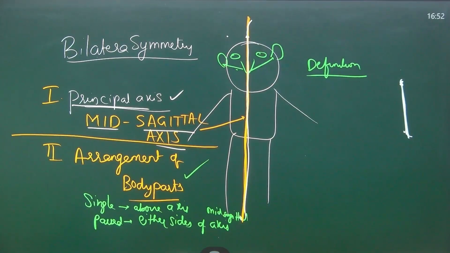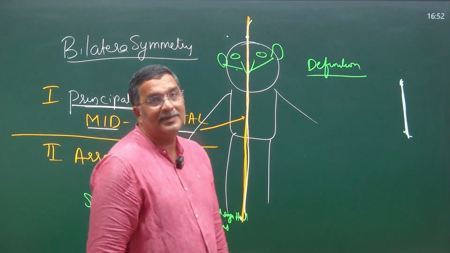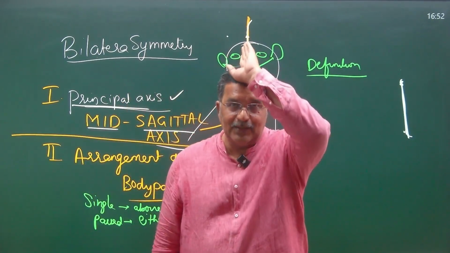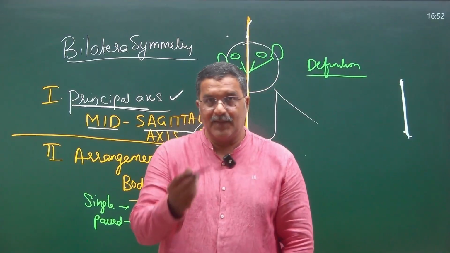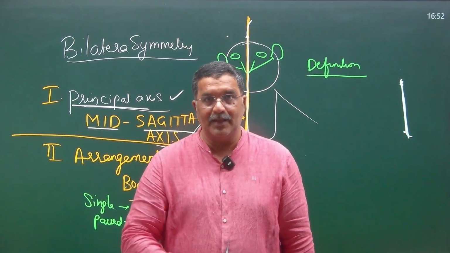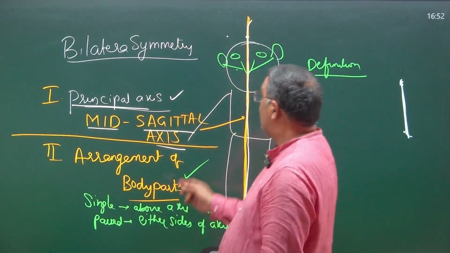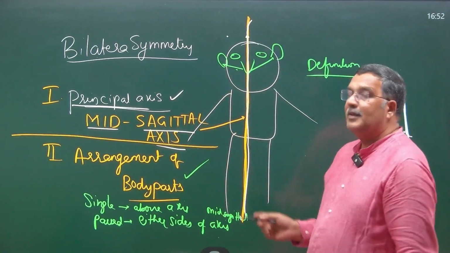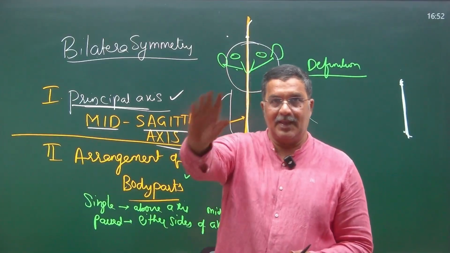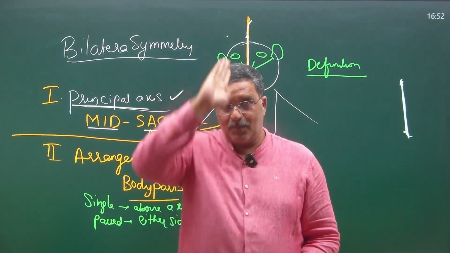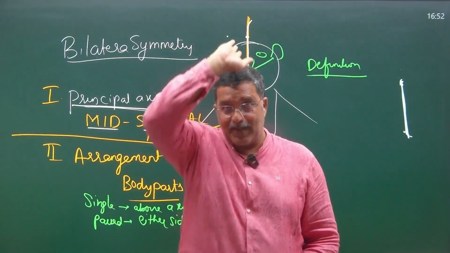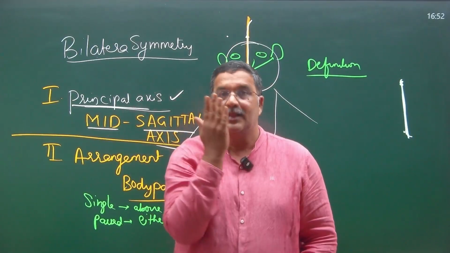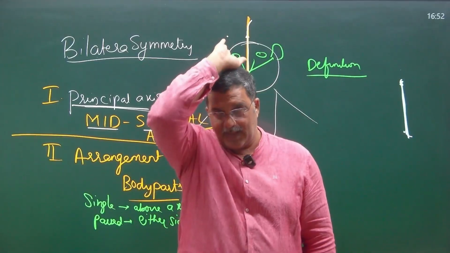Why is it named the mid sagittal axis? Why, sir, don't you call it the longitudinal axis? Yes, if I draw a line like this, I may call it the longitudinal axis. You need to understand this design, this line, three dimensionally. Here, I am not drawing a line like this. I am dividing the organism like this, covering the dorsal side to the ventral side.